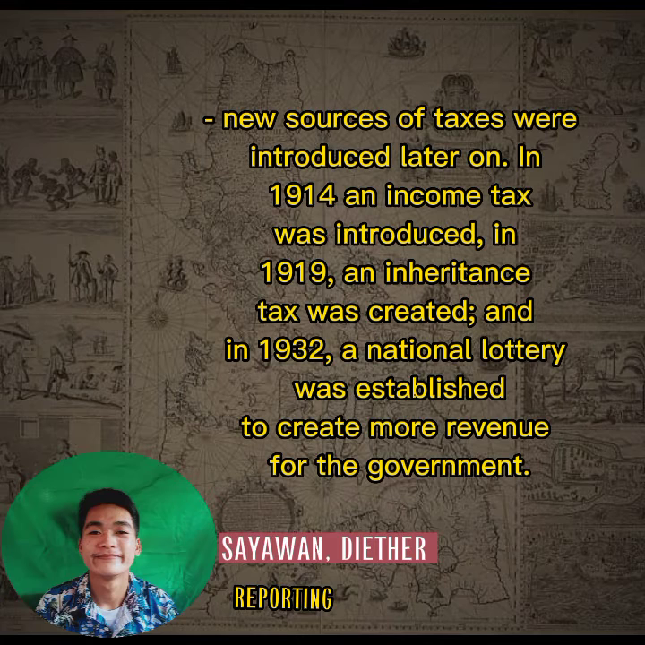New sources of taxes were introduced later on in 1914. An income tax was introduced in 1919. An inheritance tax was created in 1932. A national lottery was established to create more revenue for the government. However, these new creations were not enough to increase government revenues.